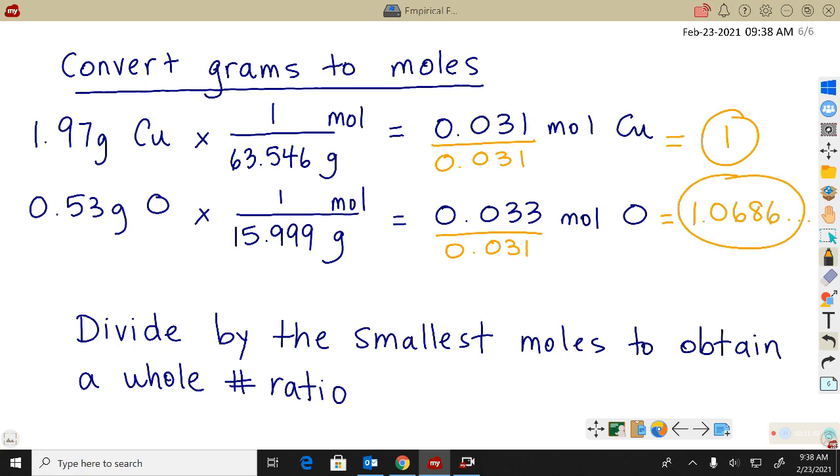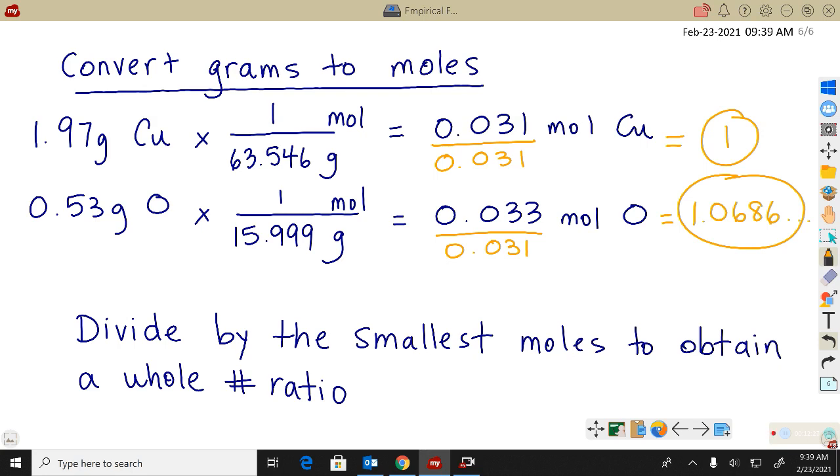Well, guess what? That is close enough to a whole number, especially when we're working with real lab data. There's going to be some error in my original measurements. Did I conduct the experiment perfectly? I tried to do my best, but did I fully react the copper? Did I fully collect the copper out of the beaker? Did I filter it properly? Lab measurements might not always give you perfect ratios, but to be honest with you, this is pretty darn good. I am okay with this ratio.